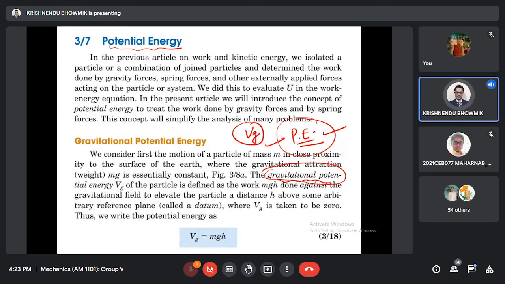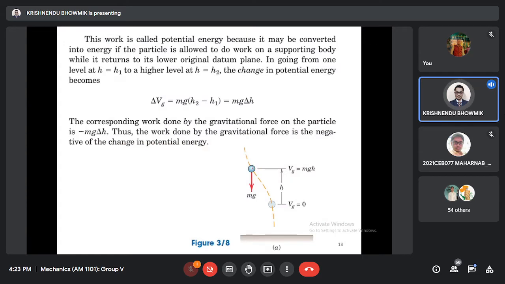When a particle is moving along the gravitational force, it is positive. When it is moving opposite, it is negative. And Vg equals mgh. So h has been calculated from the data, where Vg has been considered as 0. Now you can see this problem: if you move from this point to this point, then what will be the potential energy gain? That will be mgh, mg delta h.